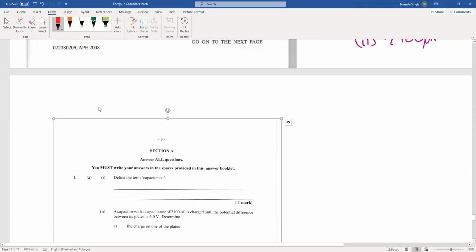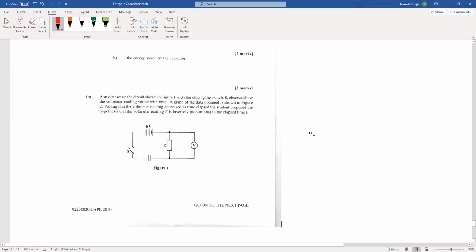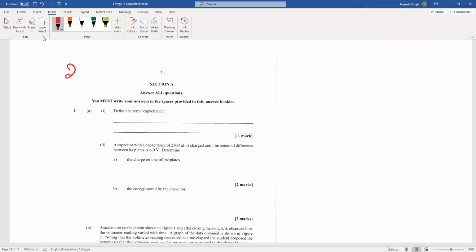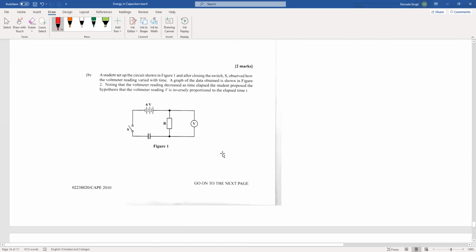Question 3, or the next question that I have up here, is from 2010. These are 2010 questions. I'm going to put up the questions in the group, so don't worry. Define capacitance, calculate your PD and your energy stored. It's the same exact thing where we're charging and discharging our capacitor.